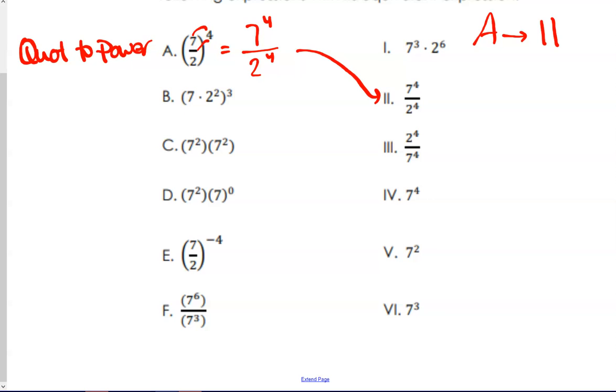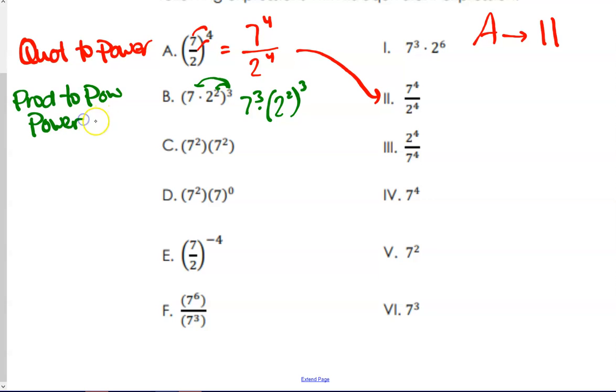Part B, I have a product, but they're different bases, and I have an exponent on the outside. So this is going to be product to a power. So everything gets that power. So we have 7 cubed, and then we have 2 squared also being cubed. Well, now I have a power to a power showing up.